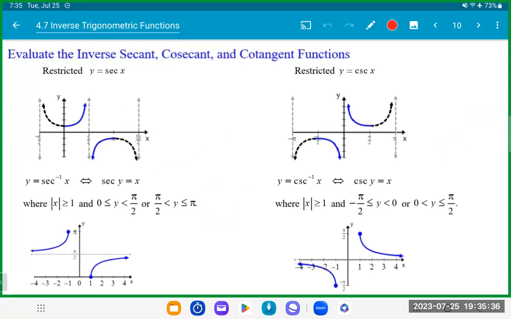All right, so just as we had inverses with the other three main trigonometric functions, you can also have inverses with the secant, cosecant, and cotangent functions as well. And they would follow similar rules to their reciprocal functions, right, except that they have slightly different domains.